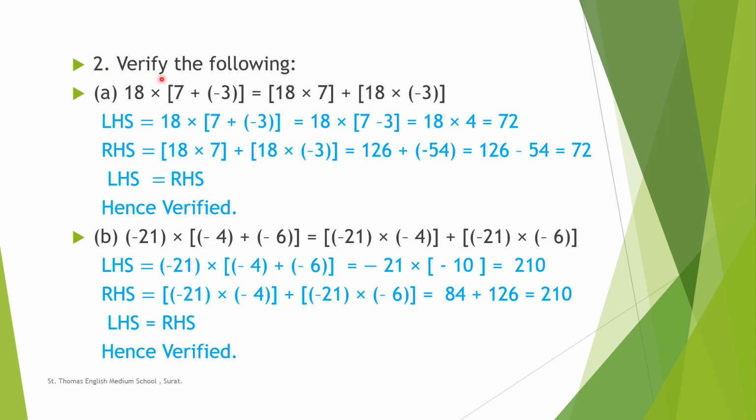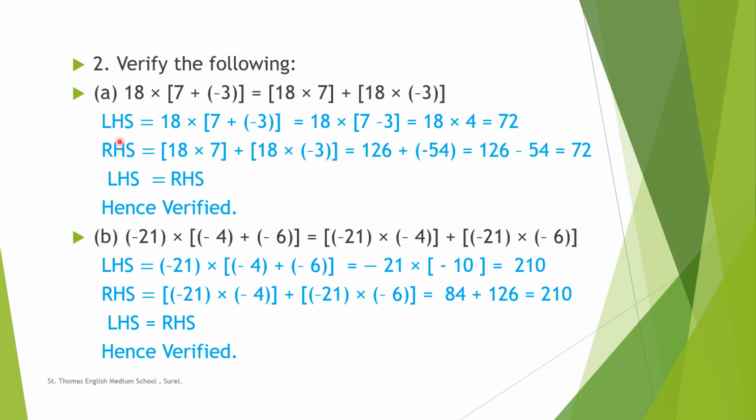Question number 2. Verify the following. A. 18 multiplied by (7 plus minus 3), that is in one bracket, is equal to 18 multiplied by 7 plus 18 multiplied by minus 3. This property is the distributive property of multiplication over addition. So let's check whether both answers are the same. Verify means you have to check LHS and RHS. Then check the answers are the same.